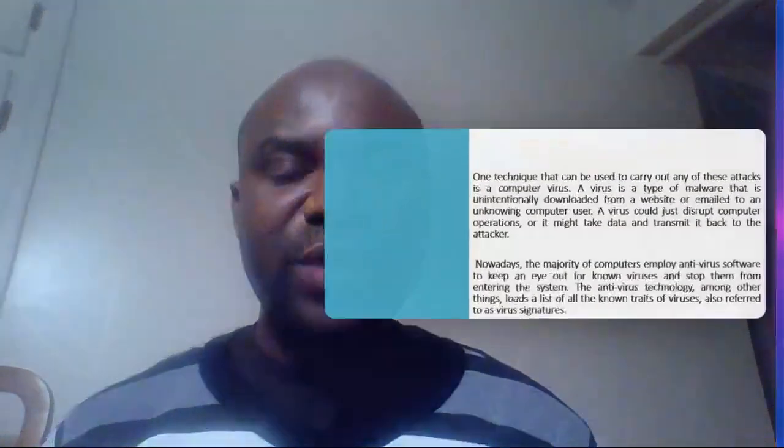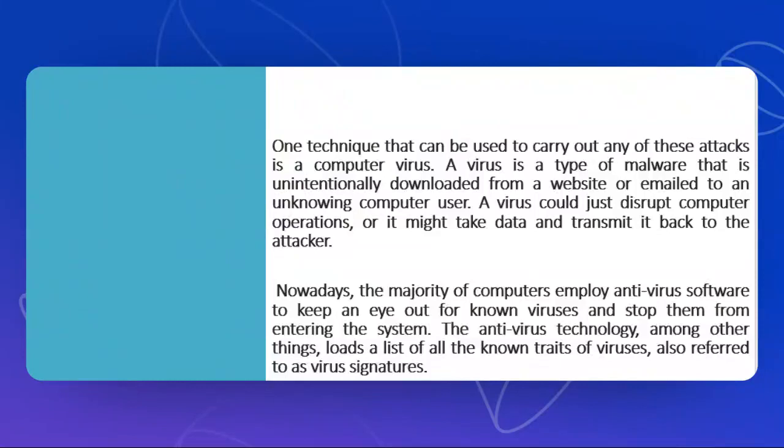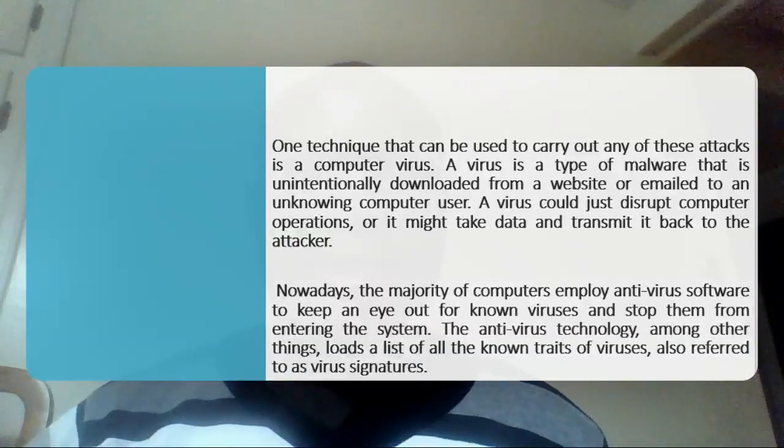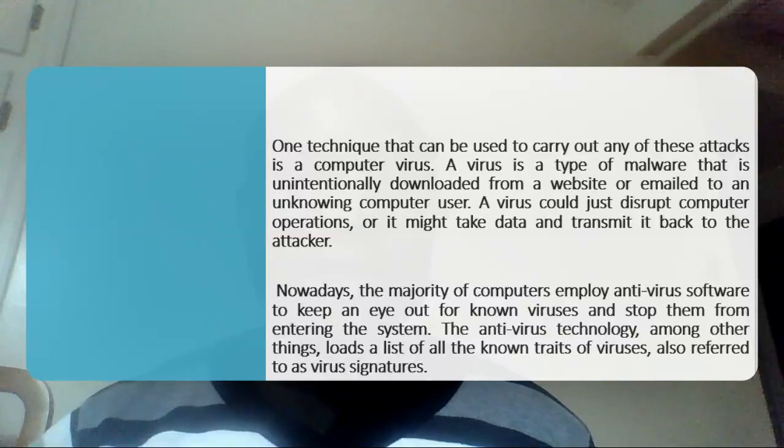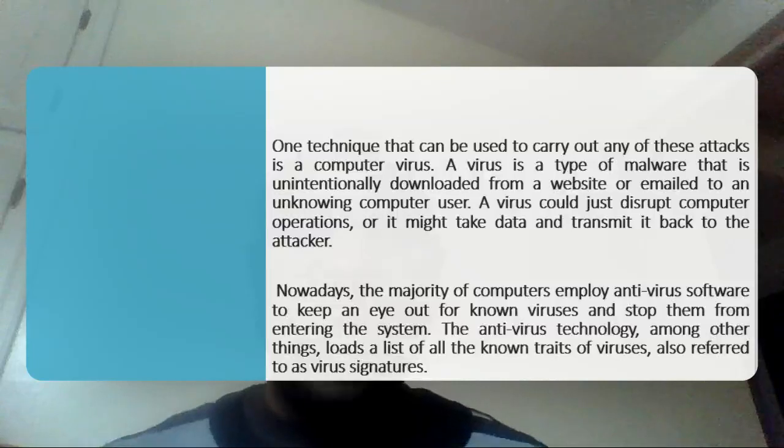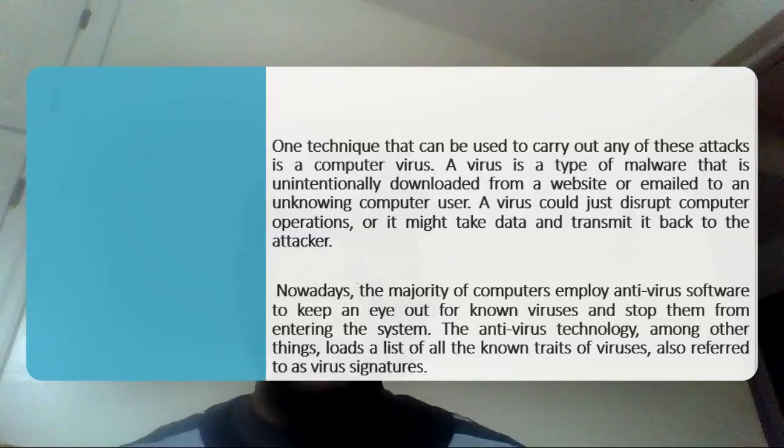Then looking at the next one, and in this, we are looking at one technique that can be used to carry out any of these attacks within that architectural design, which is the computer virus. And what do we mean when we talk of a computer virus? A computer virus is a type of malware that is unintentionally downloaded from a website or email by an unknown computer user. A virus could just disrupt a computer's operations, or it might take data and transmit it back to the attacker.